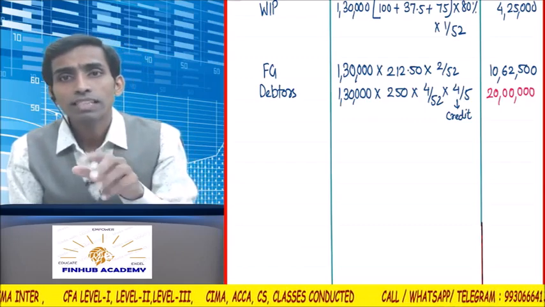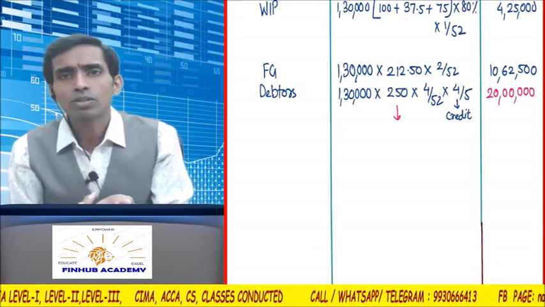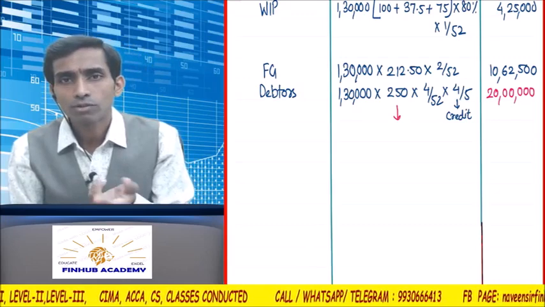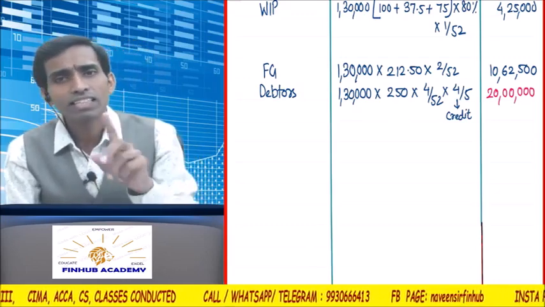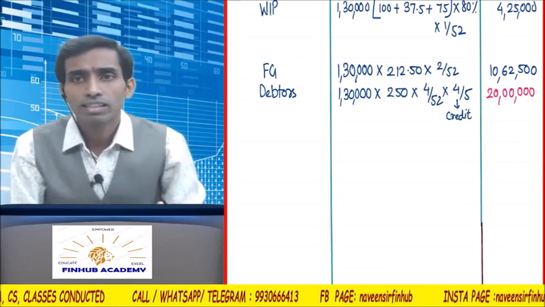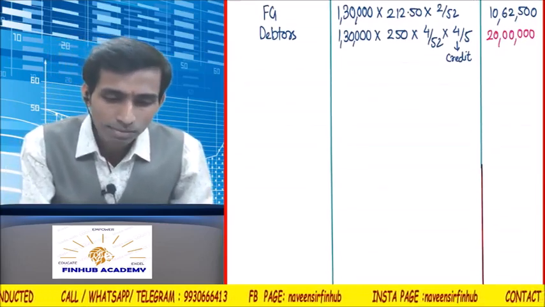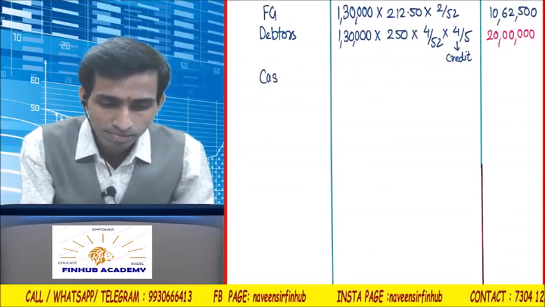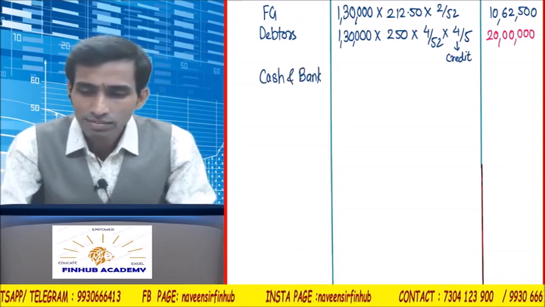If you follow cash cost, then here it will be 212.50. Correct, if you are following cash cost. Question is not clear. Any other alternative we are going to write. Any other alternative assumption is also okay. No problem. Next is what? Cash and bank balance. Is it given? 37,500.